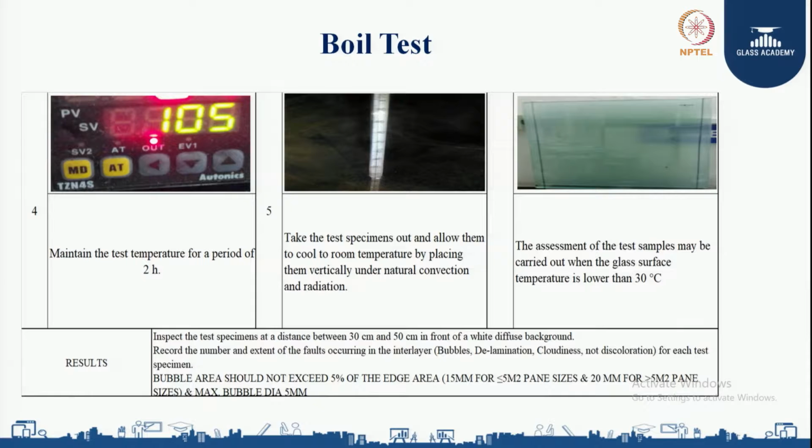Inspect the test specimen at a distance between 30 cm and 50 cm in front of a white diffused background. Record the number and extent of the faults occurring in the interlayer, that is in the form of bubbles, delamination, cloudiness, not discoloration. For each test specimen, bubble area should not exceed 5% of the edge area. In general, 15 mm for less than 5 square meter panel size and 20 mm for more than 5 square meter panel size, and the maximum diameter of the bubble shall not exceed 5 mm. So this is about boil test.